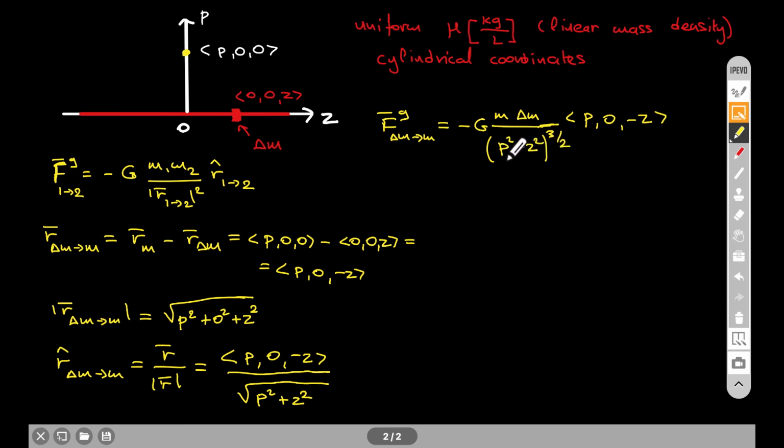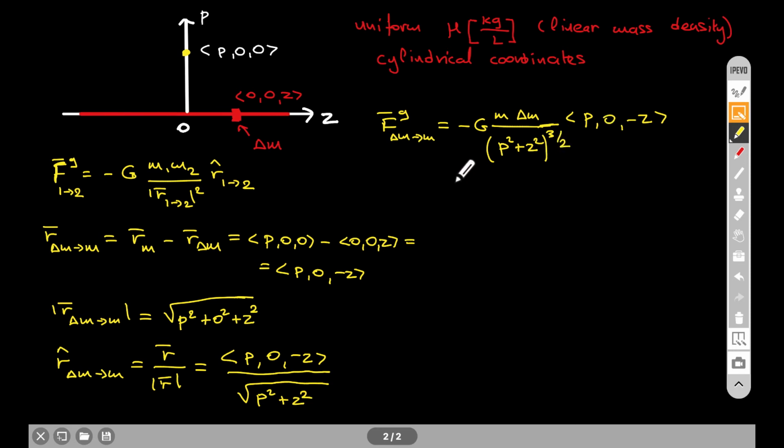Here I want to talk about how I got the 3 over 2. When I do the magnitude squared as I have in the expression, this will give me essentially 2 over 2. The square root will go away, so 2 over 2 equals 1. But then in the denominator of r hat that I need to use here, I do have a 1 over 2. So 2 over 2 plus 1 over 2 will give me 3 over 2. And I'm writing it this way because it's a little bit more simple.